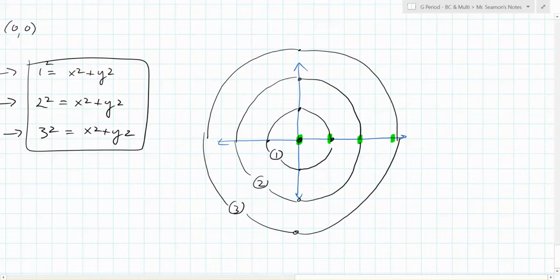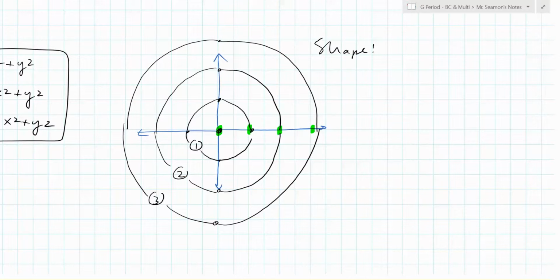What do you notice about the distance between each of the level curves? They're the same. So it's a point, and then it's a circle, and then it's a circle. So what shape is this? Nope, it's not. It's the same. We just showed. We think it's the same. So what is it going to be? It's a dot here, then it gets bigger and bigger.